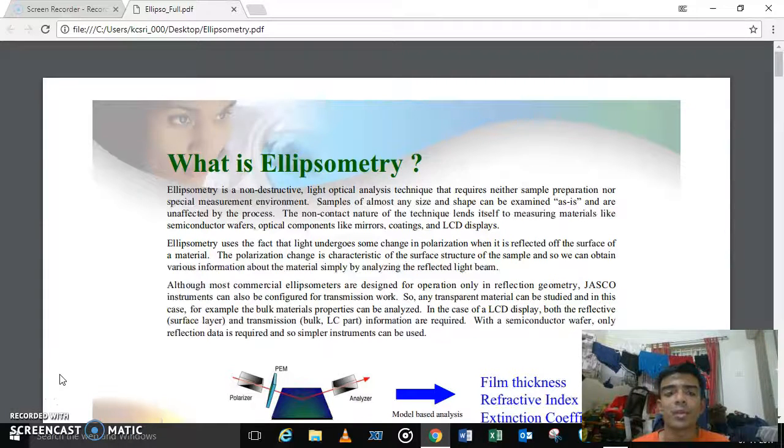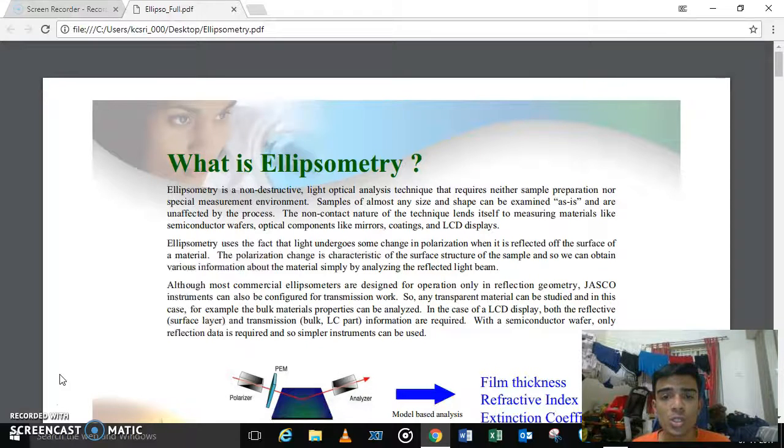So, what is ellipsometry? Ellipsometry is a non-destructive light optical analysis technique that requires neither sample preparation nor special measurement environment. As we know, many of the characterization techniques that we use to characterize materials require the sample to be in a particular shape or state or condition. But unlike them, ellipsometry does not require any special sample preparation. Samples of almost any size and shape can be examined as is and are unaffected by the process.